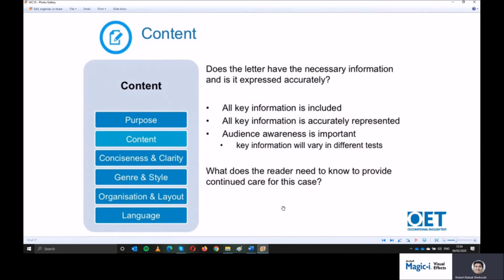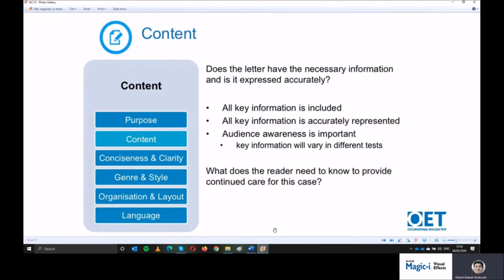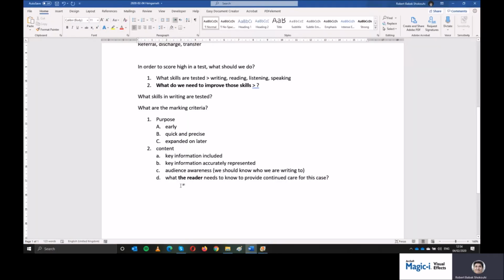So the reader can change. So what the reader needs to know to provide continued care for this case. Basically, because the reader changes, the information changes. So now we know what is key information. The information that the reader needs to know to provide continued care for this case.